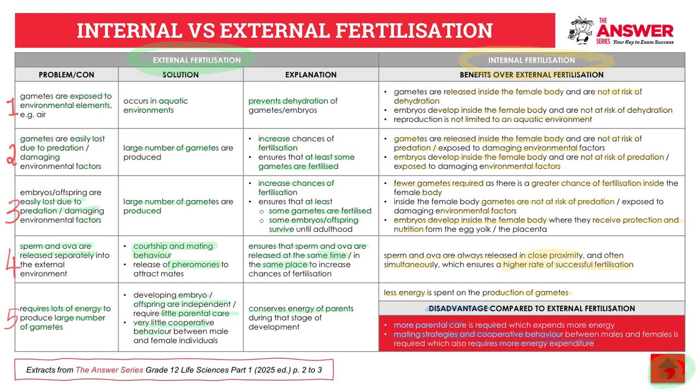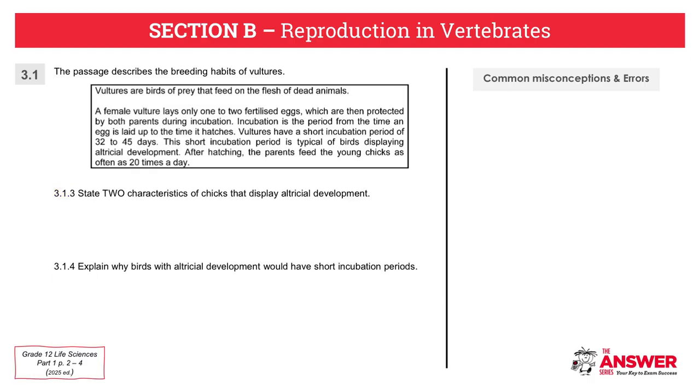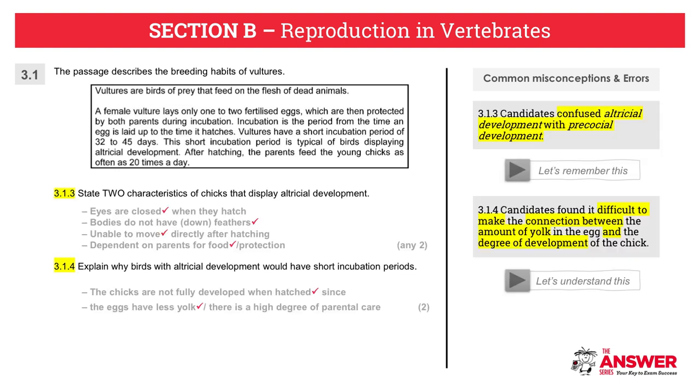Then if we continue on to question 3.1.3, still related to this little reading piece on vultures, it asks us to state 2 characteristics of chicks that display altricial development. And the diagnostic report says that candidates confused altricial development with precocial development. They don't really remember the difference between those 2 terms. So let's find a way to help learners to remember that.